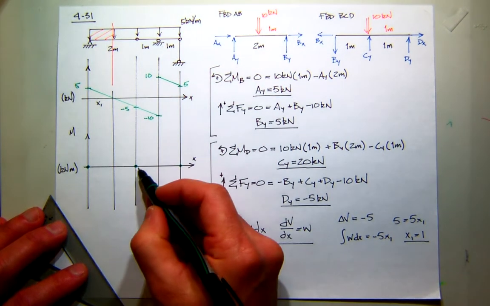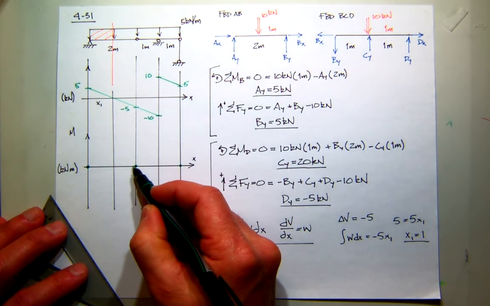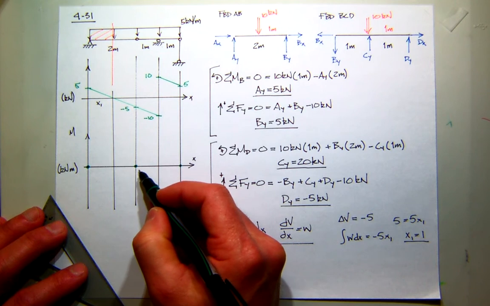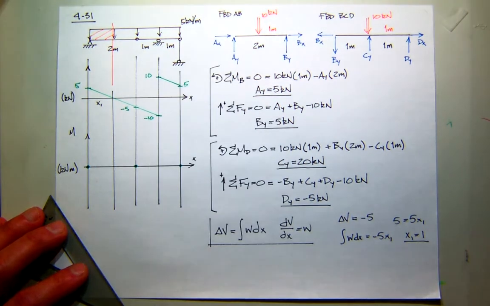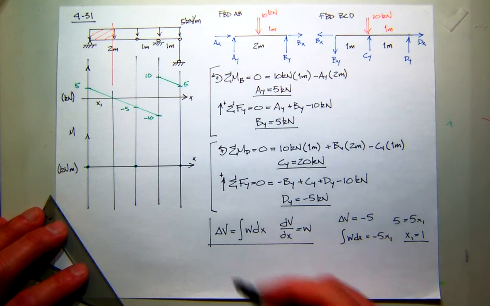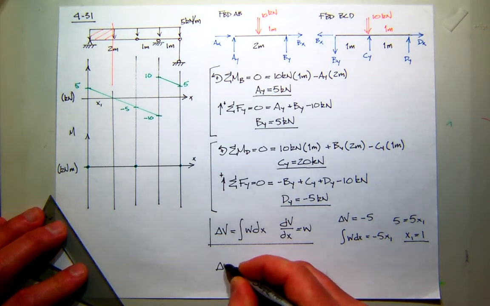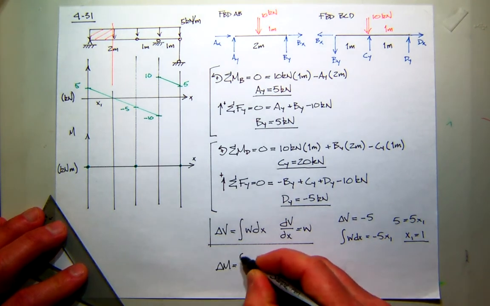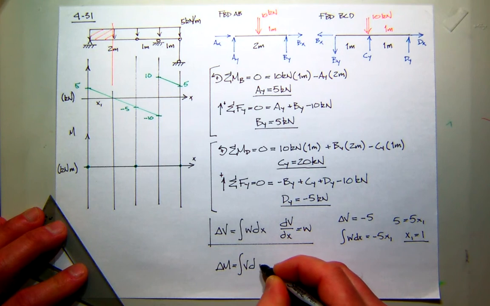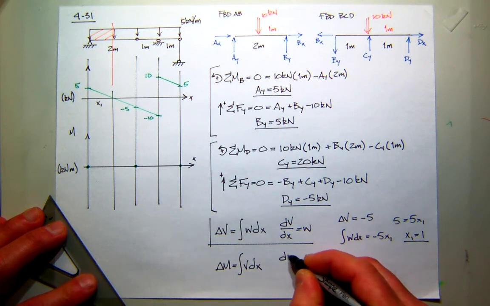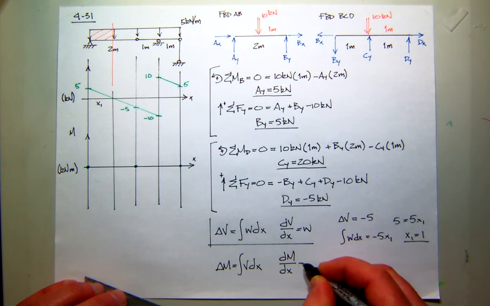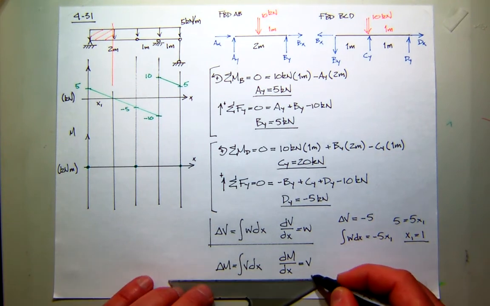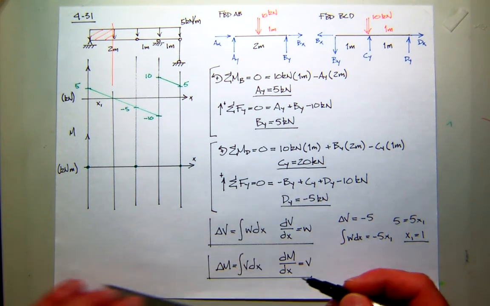Now, what's unusual is this point right here. We usually don't have information about the moment out in the middle of the beam, but this is unique because it's a hinge. So let's use our second set of relationships, that the change in moment is equal to the area under the shear diagram. And, of course, the slope of the moment is equal to the shear. So this is the next set that we'll use.